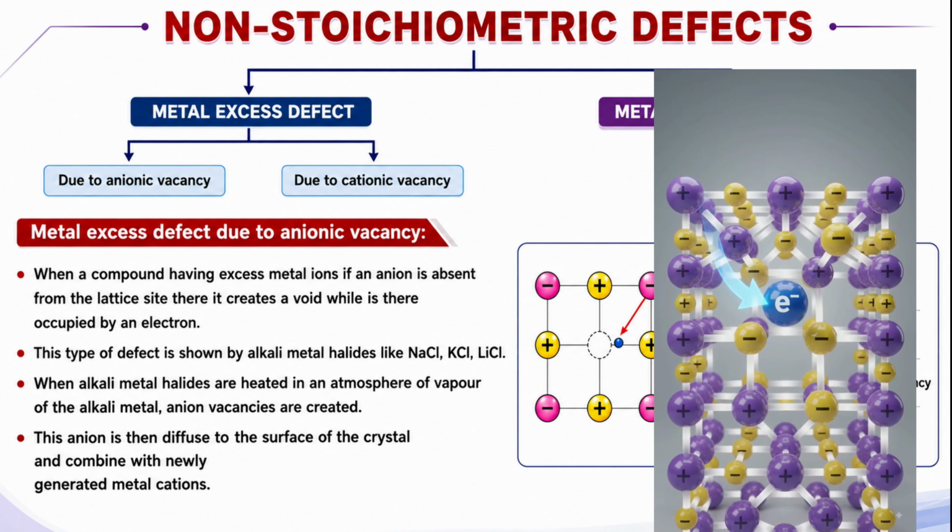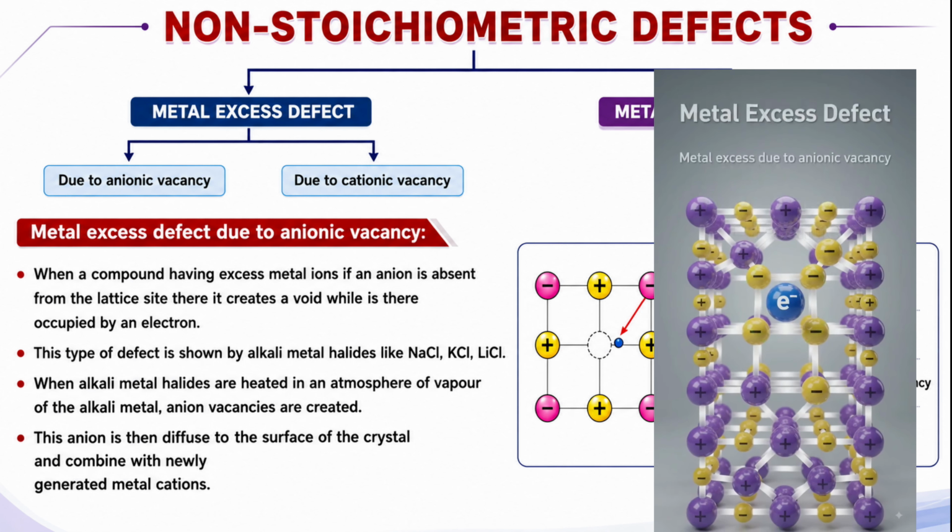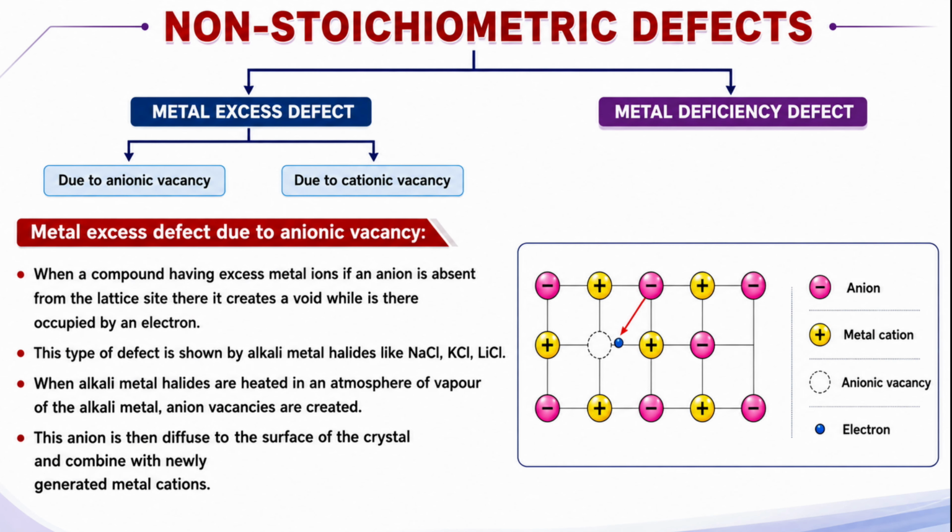This defect is shown by compounds of d-block elements of the periodic table. These defects are classified as metal excess defects, which can be further divided into two parts: due to anionic vacancy and due to cationic vacancy. So let's start with metal excess defect due to anionic vacancy. When a compound has excess metal ion, if an anion is absent from the lattice site, it creates a void which is occupied by an electron. This type of defect is shown by alkali metal halides like sodium chloride, potassium chloride, and lithium chloride.